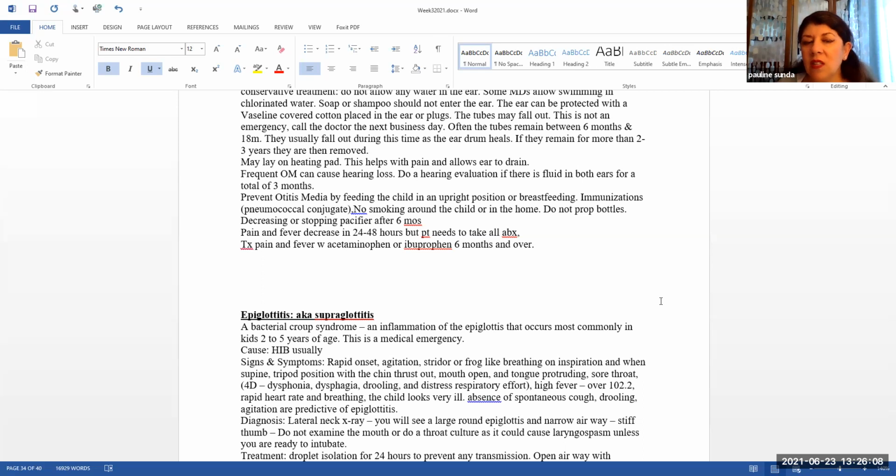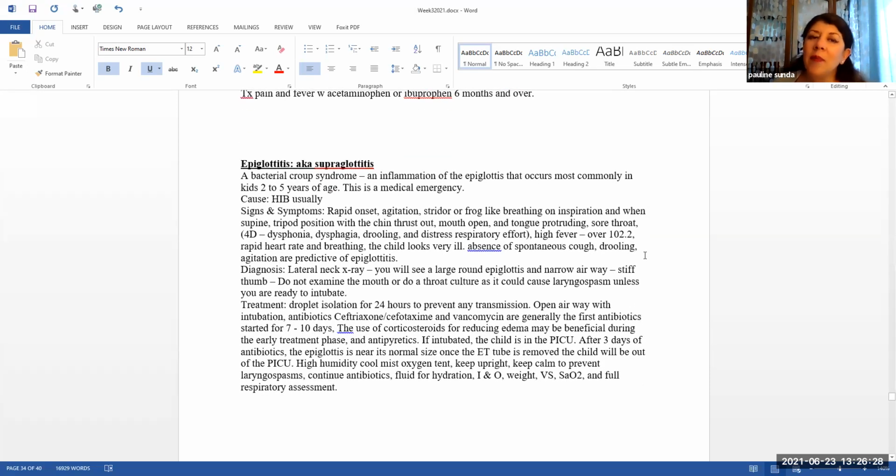Pain and fever will decrease typically within 24 to 48 hours. But remember, if given antibiotics, they always must complete the full course. You want to treat the pain and fever typically with acetaminophen or ibuprofen.